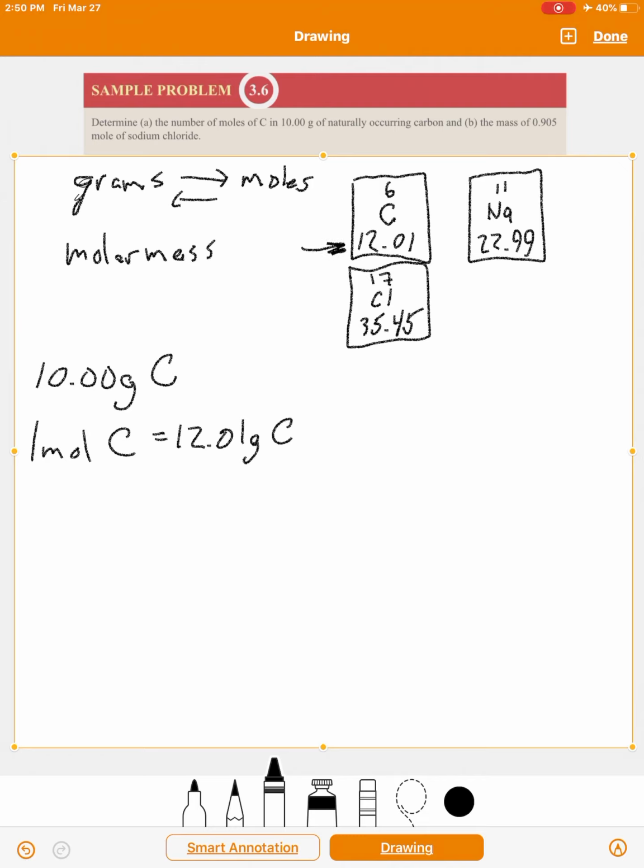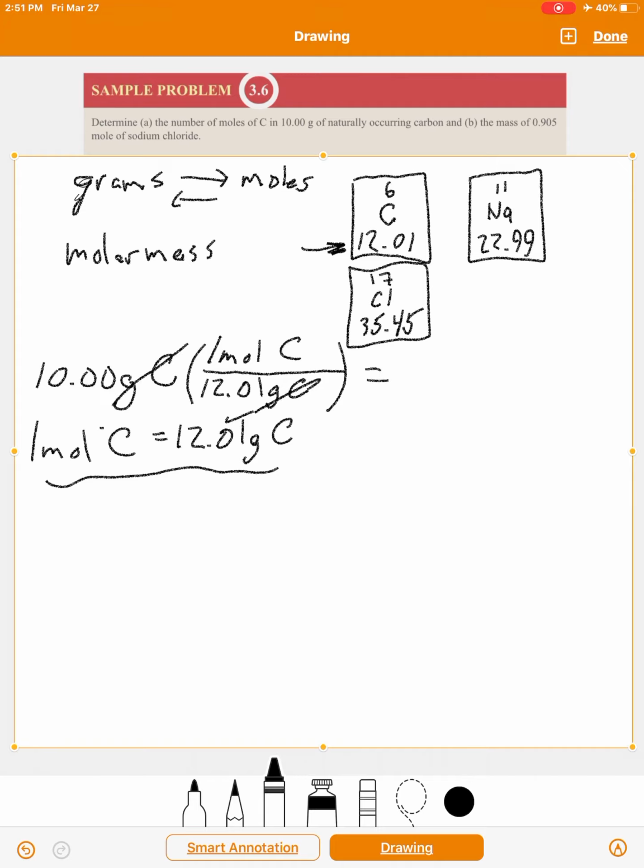Okay? So the definition of that number is that number in grams is equal to 1 mole of that specific element. So for carbon, 1 mole weighs 12.01 grams. That's what that number is telling us. So now we use this as a conversion factor, kind of like what we did with Avogadro's number. We want to convert this to moles. So we're going to put the moles in the numerator and the grams in the denominator. And look what happens to the units. Grams of carbon cancel, and you're left with moles of carbon.